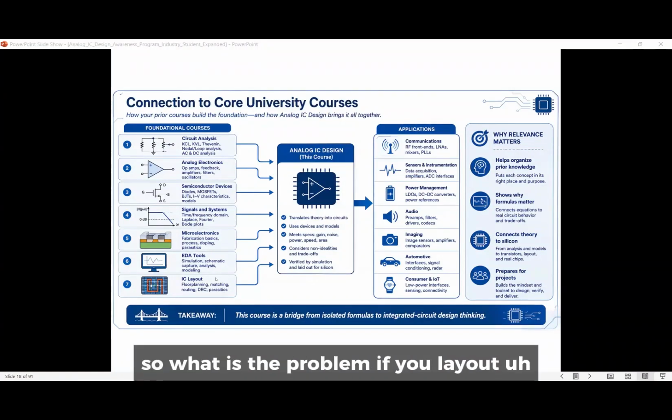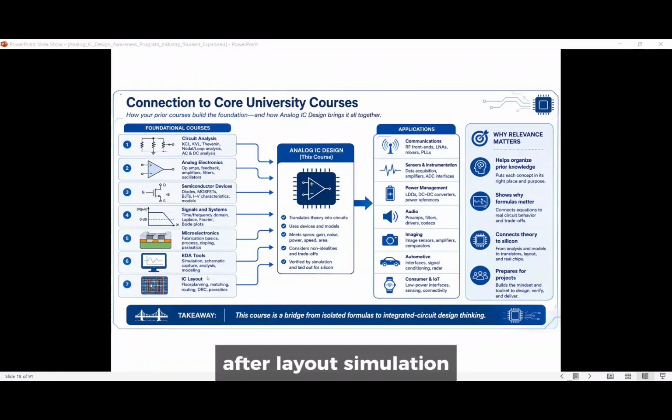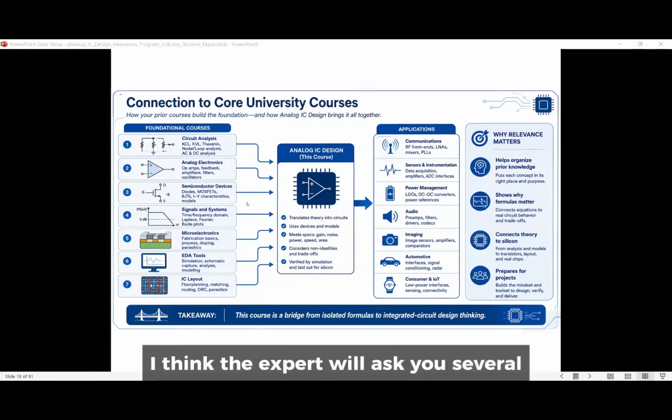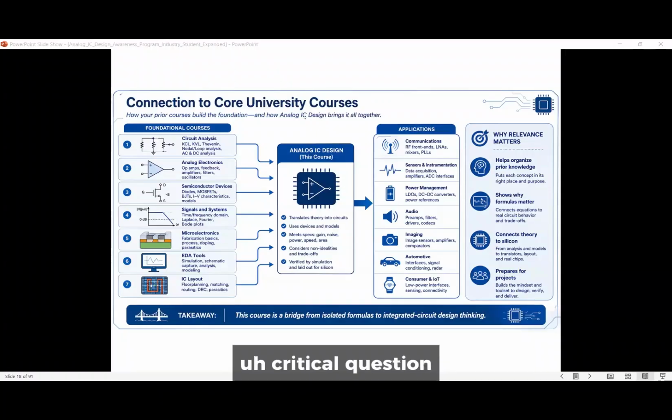What is the problem if your layout simulation is quite different from a post-layout simulation? I think the expert will ask you several critical questions during the interview.